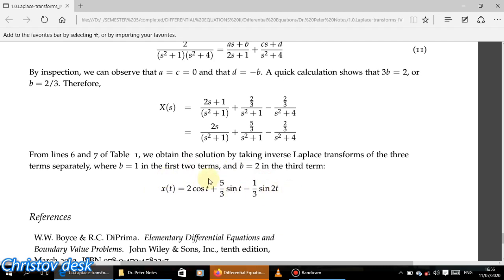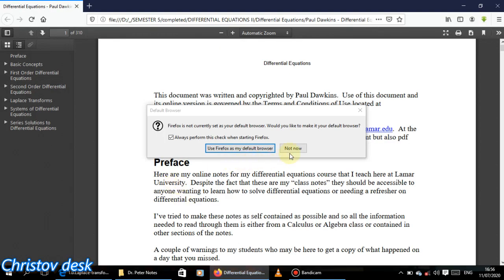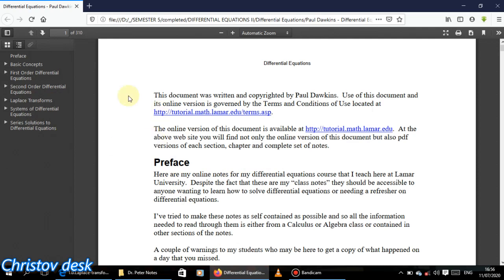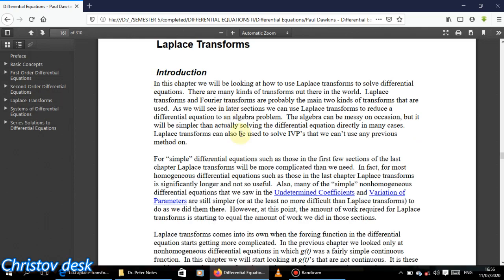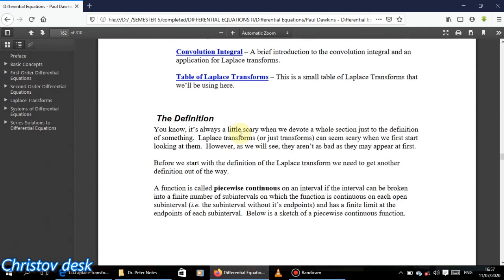So for a vivid description of partial fractions, if you want to go through partial fractions again, remember I recommended a book, and I'm saying that this is the book. So you can come to Laplace transforms, and here it gives a detailed interpretation of how you can take Laplace transforms.